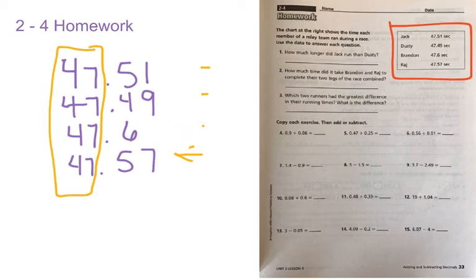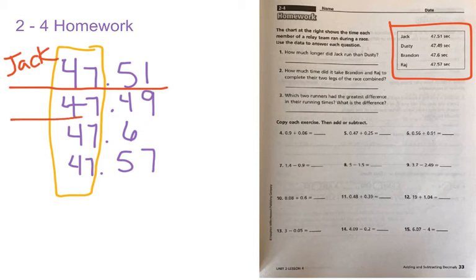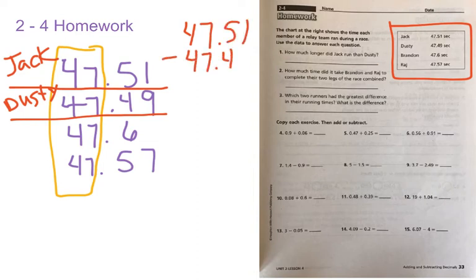So when we look at our first one, it says, how much longer did Jack run than Dusty? Well, here's Jack here. He's our top one. And then Dusty is our second one here. And so Jack ran 47 and 51 hundredths, and Dusty ran 47 and 49 hundredths. So you can write that out as a simple subtraction problem: 47 and 51 hundredths minus 47 and 49 hundredths, and you can complete your subtraction problem.